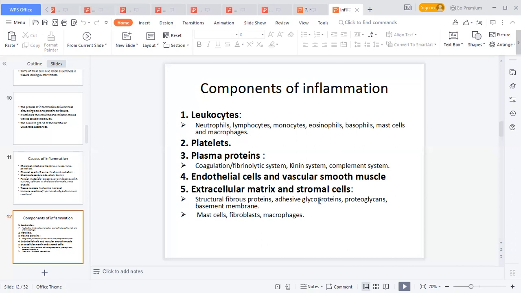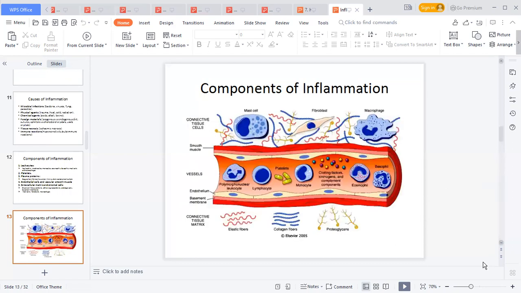So structure: fibrous proteins, adhesion glycoproteins. Remember what we talked about? I said there are things that make them attach to the endothelium. It can be glycoproteins, proteoglycans, and different things. Mast cells, fibroblasts, macrophages. I talked about macrophages using leukotrienes, prostaglandins, and other mediators. So all those are components of inflammation. This summarizes everything.